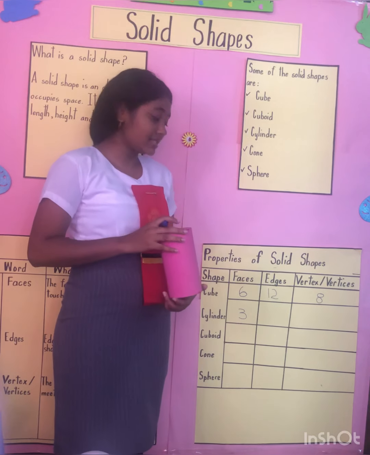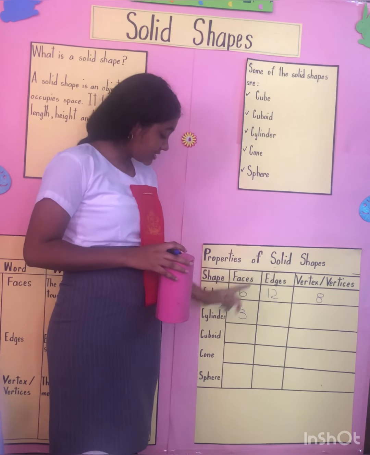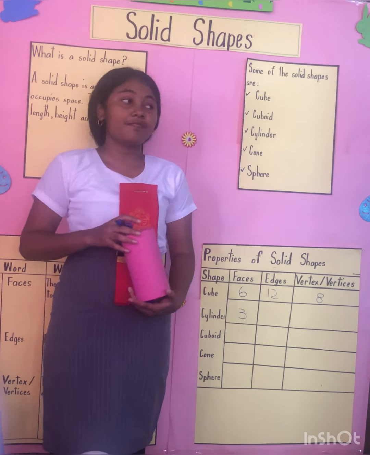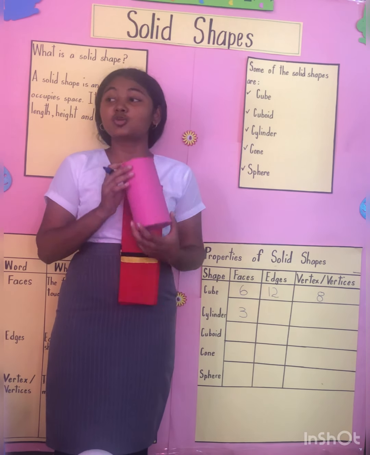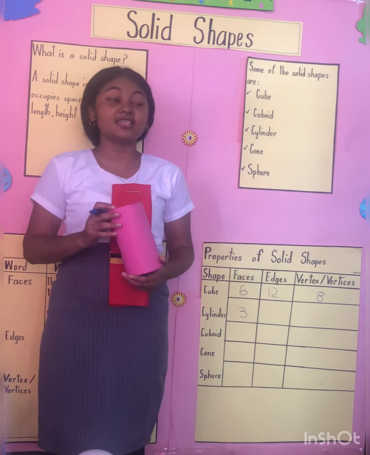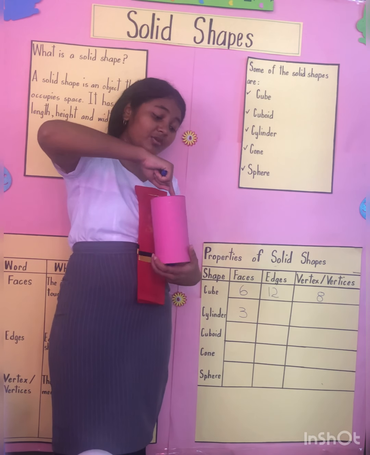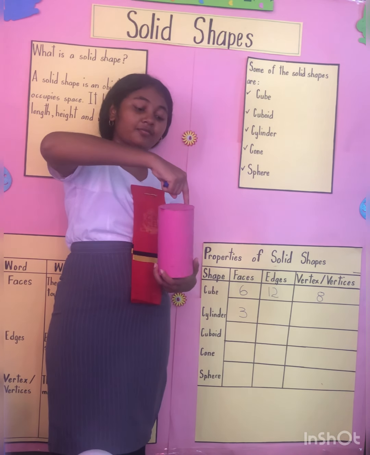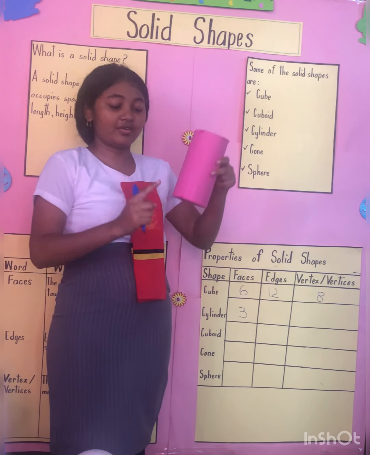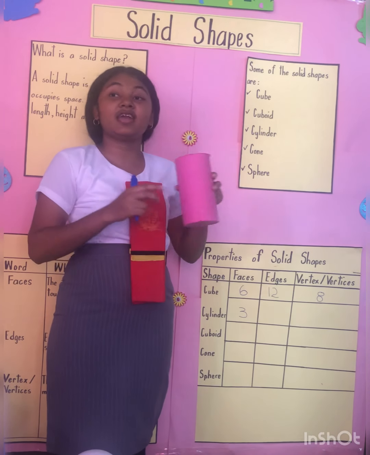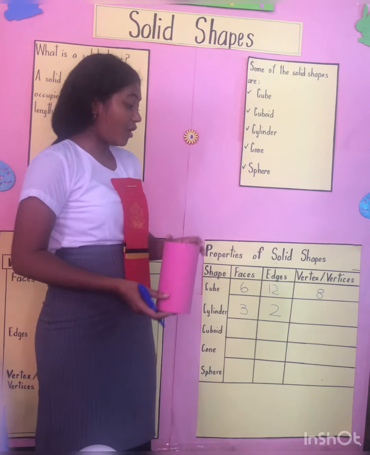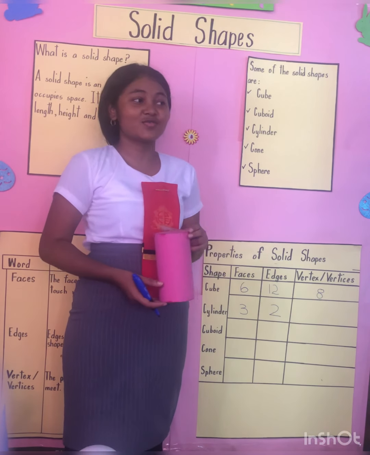So now let us find how many edges the cylinder has. Nikita is saying that the cylinder has 2 edges. Let us see if Nikita is correct, class. So let us count the number of edges. So we have 1, and then we have 2. She is correct. So how about the number of vertices, class?